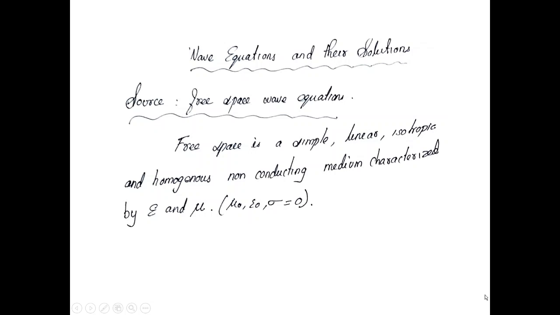Free space is a simple, linear, isotropic and homogeneous non-conducting medium characterized by permittivity and permeability, mu naught and epsilon naught, with mu r and epsilon r equal to 1. The mu naught value is 4 pi into 10 power minus 7. The epsilon naught value is 8.854 into 10 power minus 12. Since this is a non-conducting medium, the conductivity parameter sigma is equal to 0.